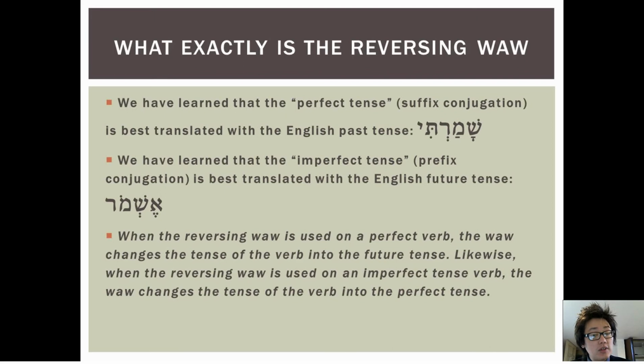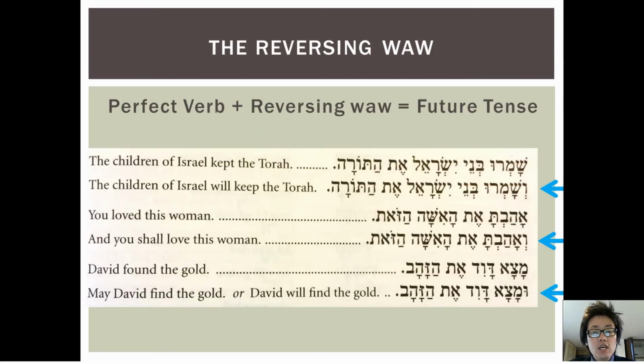Secondly, likewise, when the reversing vav is used on an imperfect tense verb, or a prefix conjugation verb, the vav changes the tense of the verb into the perfect tense. So again, it flips its normal usage. Now that seems extremely confusing, and I know that there aren't any analogies that I can draw from in English, but I think this is so common within the Hebrew Bible that it's something we simply have to learn and train our minds to do and to recognize.